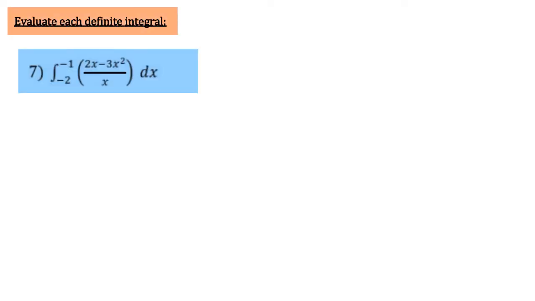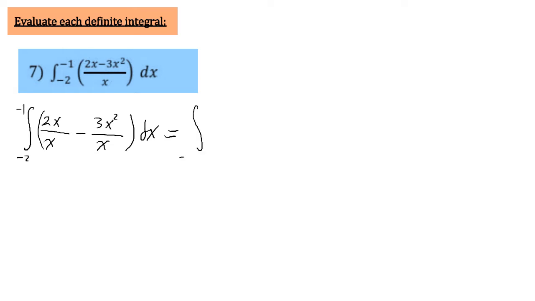Integral from negative 2 to negative 1 of 2x minus 3x squared, divided by x, dx. First, I'm going to rewrite the function as powers of x. So I'm going to split it: 2x divided by x minus 3x squared divided by x, dx. So it's the integral from negative 2 to negative 1 of 2x divided by x, which is 2, minus 3x squared divided by x, which is 3x, dx.